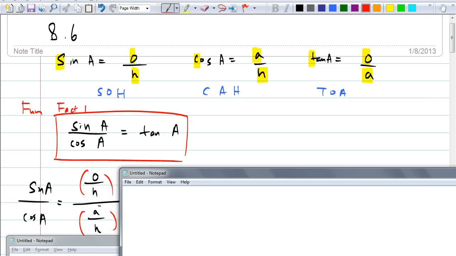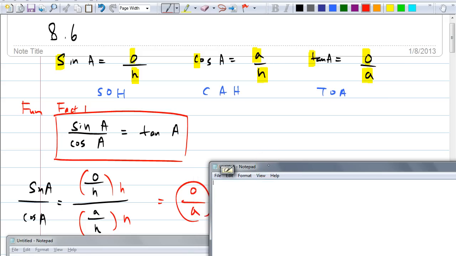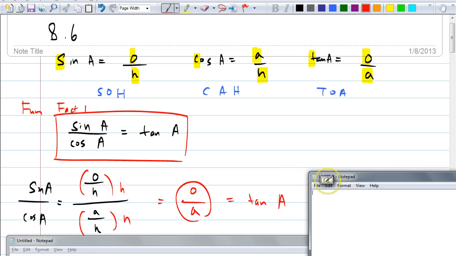Do you know how to simplify this fraction? Yes. All you have to do is multiply both sides, top and bottom, by H, right? What happens then? You get O over A, which means opposite over adjacent. That's the tangent of that angle. Okay? Is that okay?